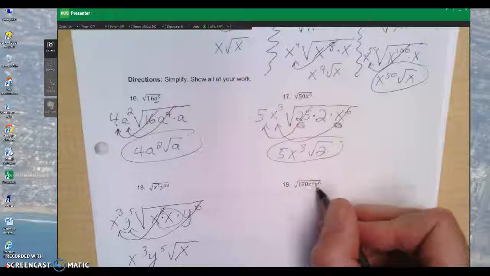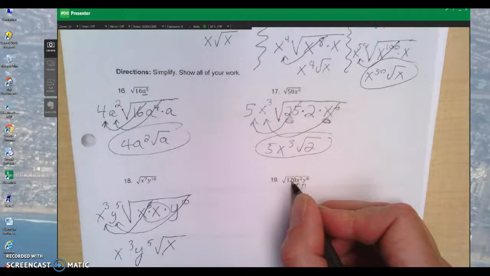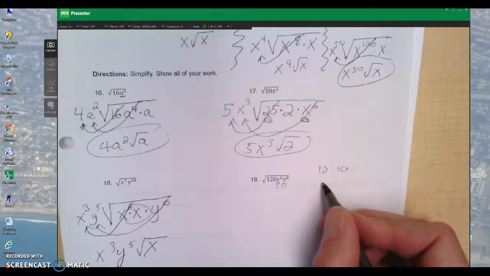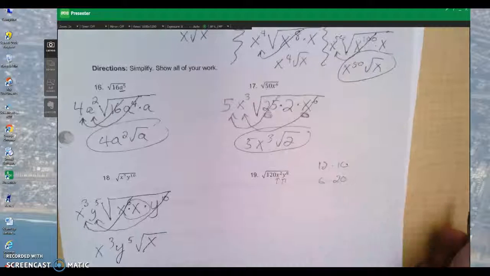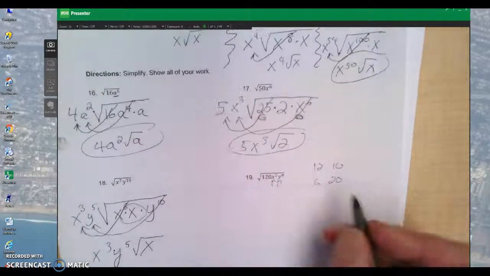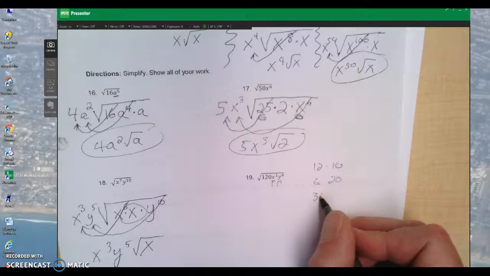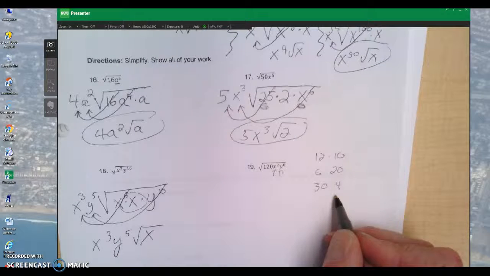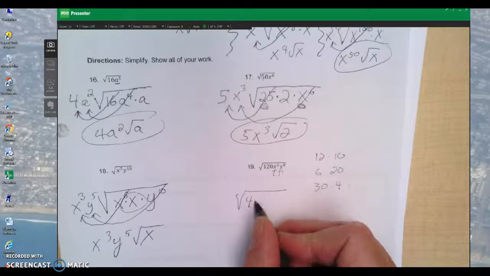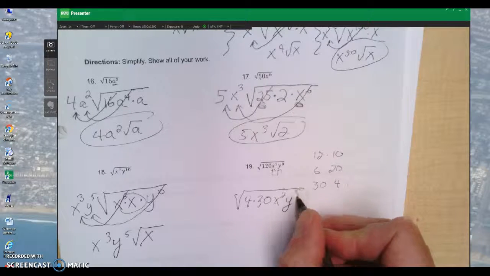Last one, 120, x to the 2nd, y to the 8th. By the way, that guy and that guy are already perfect squares. So, 120. 12 and 10 doesn't help. What if I said 6 and 20? Still didn't help. What else is it divisible by? How about 3 and, oh, I got it, 30 and 4. No good, who cares, but this is a perfect square. So let's split it up. 4 times 30. X squared, extend the radical all the way, y to the 8th.